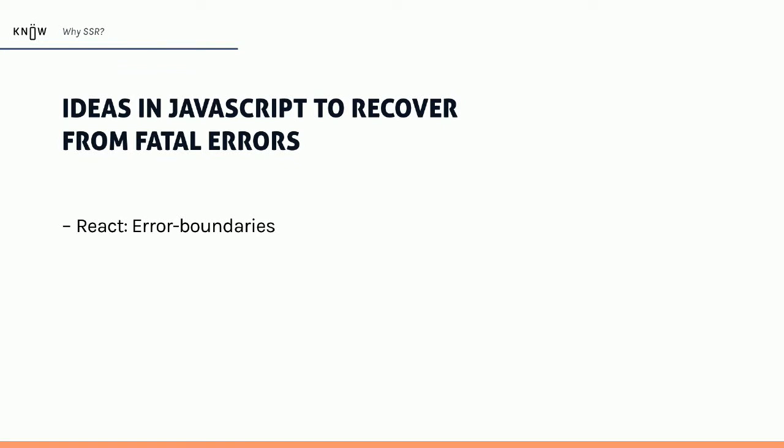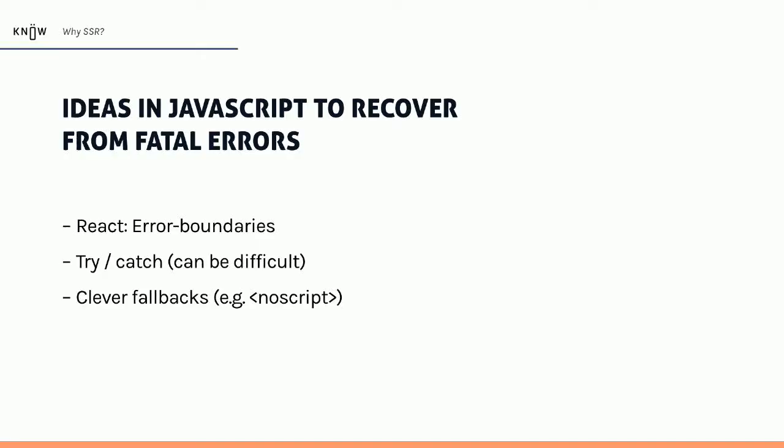And there have been some ideas in JavaScript to recover from fatal errors. React has introduced something that's called error boundaries, which is pretty interesting. Then you can at least see an error message or some known good state when you run into an error inside a component. There's also try-catch, of course, which you can use and which can be understood by browsers. And you can think of all kinds of other clever fallbacks, but the easiest thing is just to deliver plain HTML.